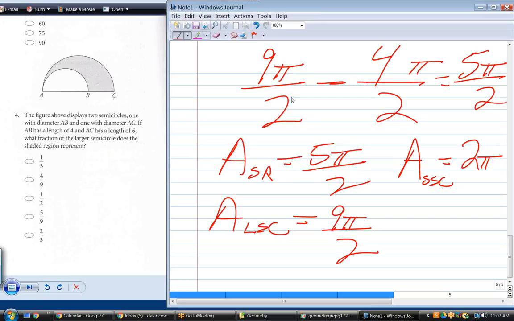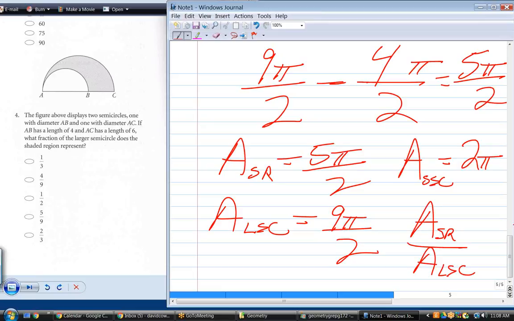They're asking for a ratio, a fraction. If they were asking for the area of the shaded region, they would have said, what's the area of the shaded region? That's all they would have had to say. They're saying, what fraction of the larger semicircle does the shaded region represent? What they're asking for is the ratio of the shaded region to the larger semicircle. That's the ratio they want.